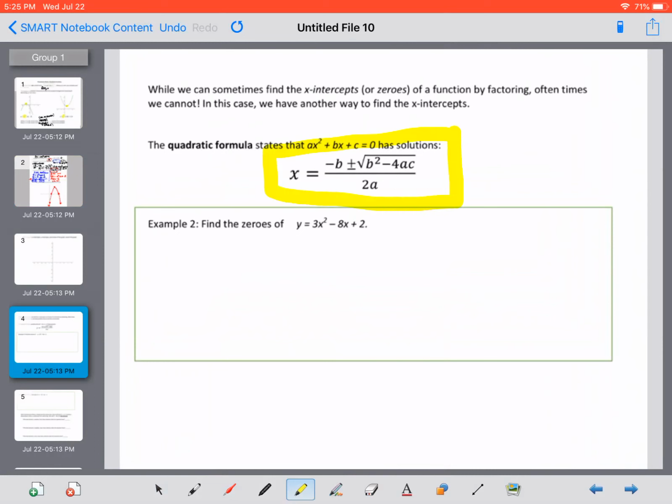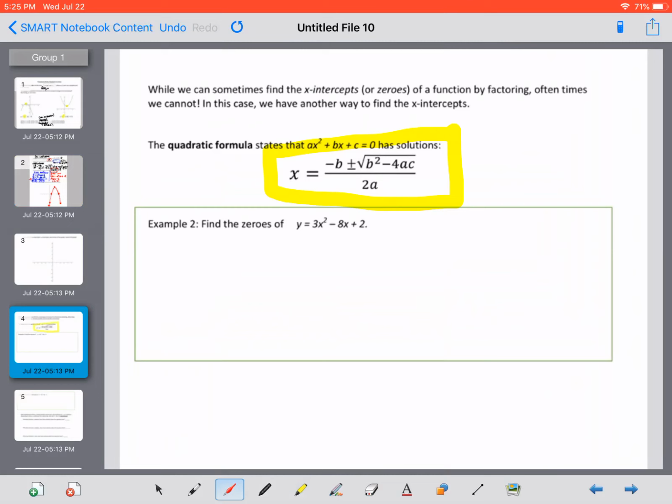Negative b plus or minus the square root of b squared minus 4ac all over 2a. It is a lot, right? It's pretty messy. The numbers don't always turn out nice, but it always works, right? And factoring doesn't always work. So it's good to have this memorized so that you can use it whenever you need to, whenever you can't factor. So let's try this one here.